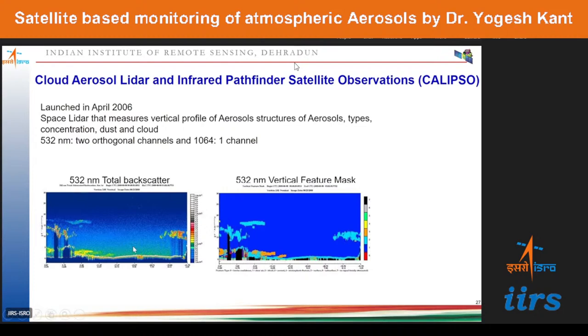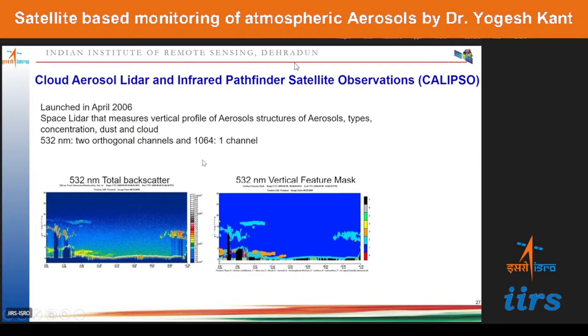CALIPSO is a LiDAR, that is the Cloud-Aerosol Lidar and Infrared Pathfinder Satellite Observation. Previously, they were all passive sensors. It means they depend on the reflected solar radiation, and from this, different algorithms are devised to estimate the aerosol loading. Now here, this is an active sensor. You may be aware of active and passive sensors.